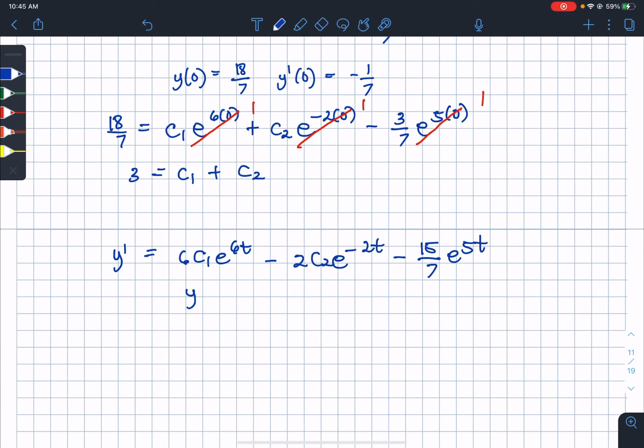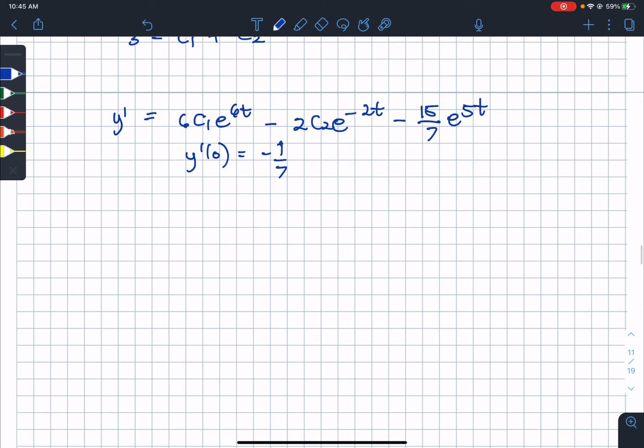And then y prime of 0 is equal to negative 1 over 7. So y prime is negative 1 over 7. So 6c1, and obviously all the exponentials are 1. Okay, so I'll just get 6c1 minus 2c2 minus 15 over 7. So negative 15 over 7, transposed, is positive 15. 15 minus 1 is 14 over 7, that is 2. So 2 is 6c1 minus 2c2.